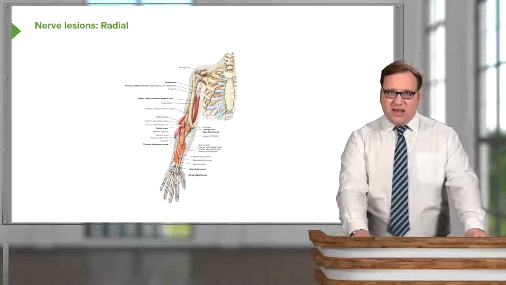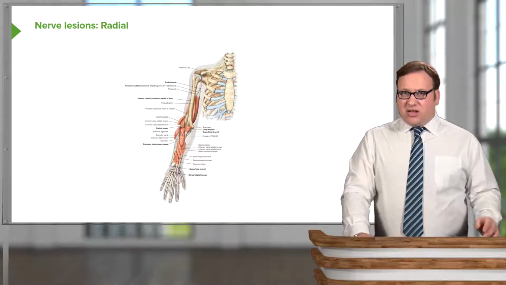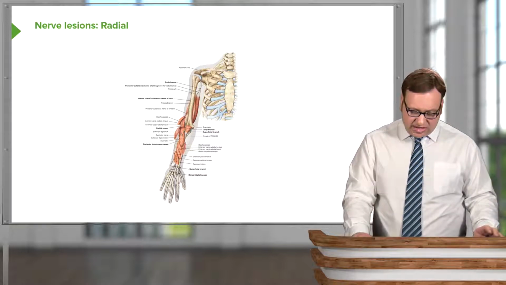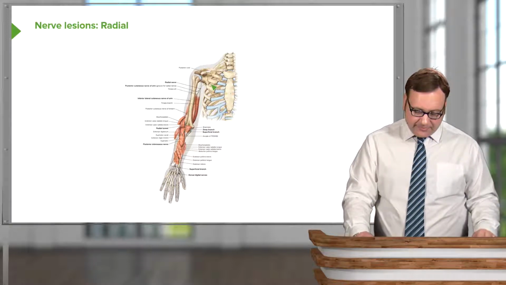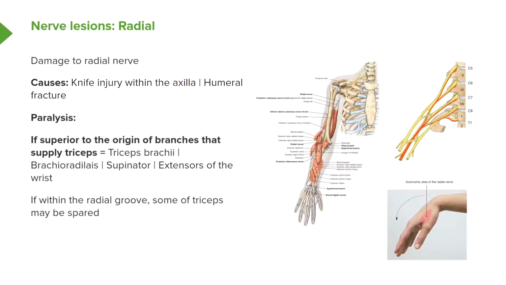If we now move on to the radial nerve, it passes to the posterior compartment of the arm where it supplies triceps, and then it supplies the posterior surface of the forearm. Well, we can see it here. It's passing from the posterior cord, it passes the triceps muscle, which it innervates. It then runs onto the posterior surface of the forearm, supplying the extensor compartment. Damage to the radial nerve can be via a knife injury, perhaps in the axilla, or a humeral fracture where the shaft of the humerus is damaged.